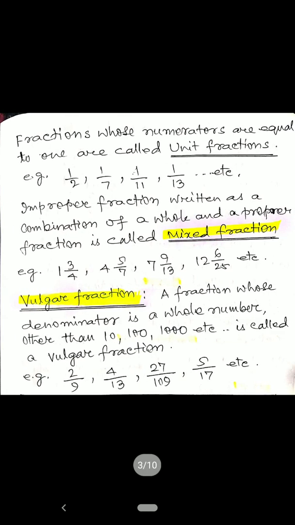Fractions whose numerators are equal to 1 are called unit fractions. For example, 1 by 2, 1 by 7, 1 by 11, 1 by 13, etc.